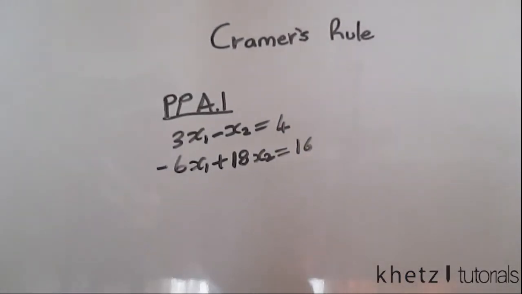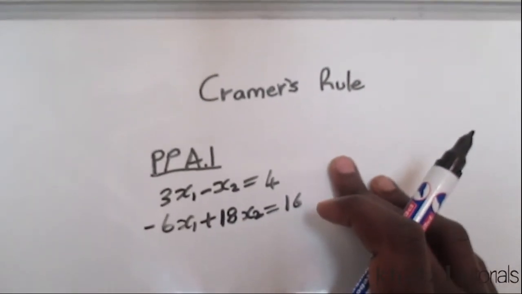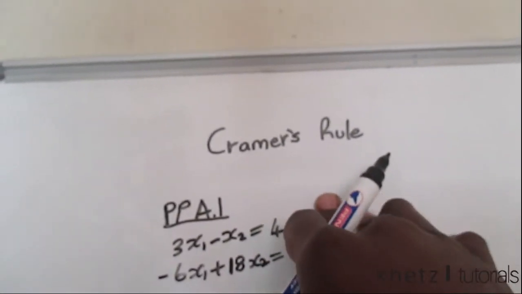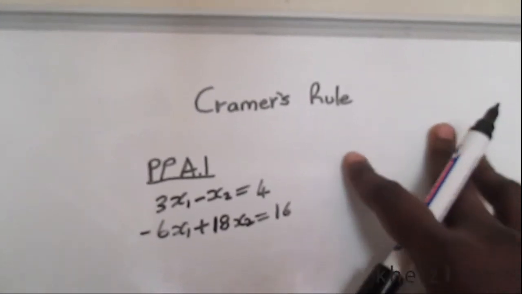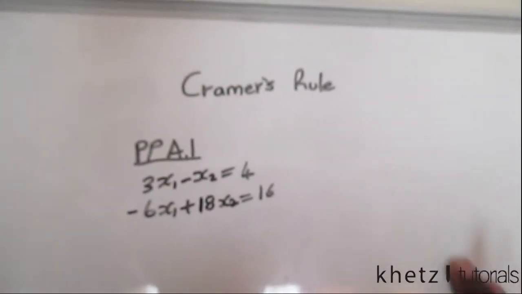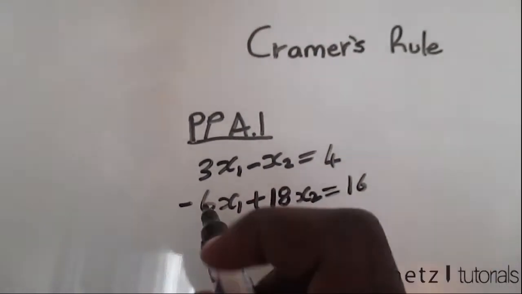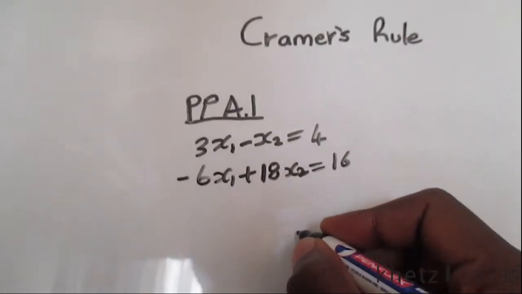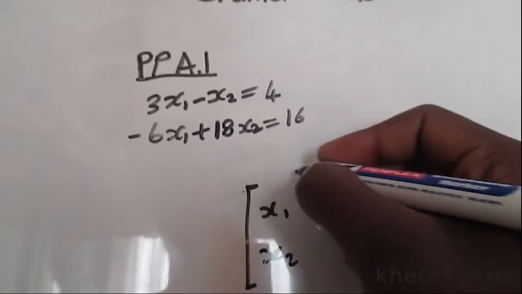So we have two equations, and we have to find x1 and x2. You can simply take x2 to the other side and take the 4 to the other side and substitute into this. But we are now interested in using Cramer's rule to solve the same problem. So now let's look at the coefficients of the variables of interest. The variables of interest are x1 and x2.